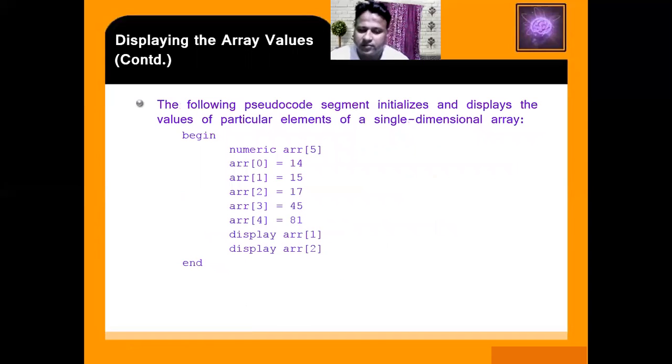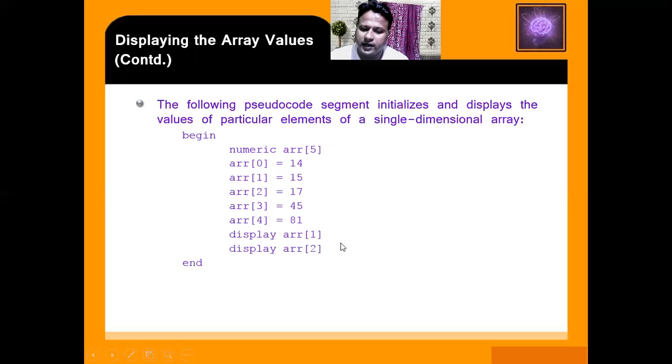After storing the values in the array, you need to display them. Numeric array 5, we are giving a size of 5. Array 0 is 14, array 1 is 15, array 2 is 17, array 3 is 45, array 4 is 81. So here 0 to 4 elements we have stored.